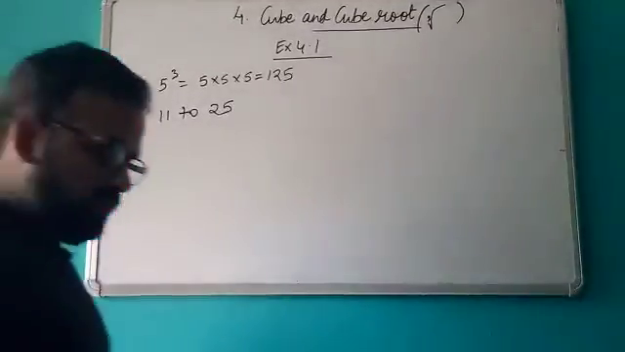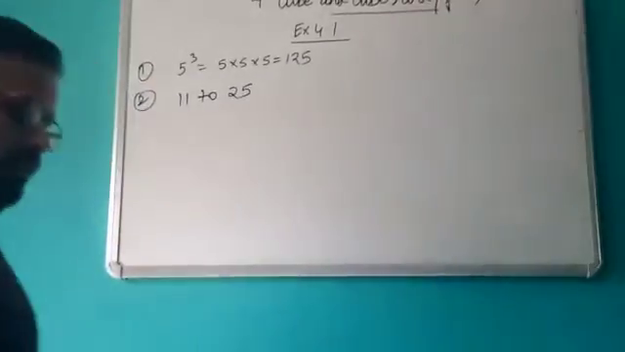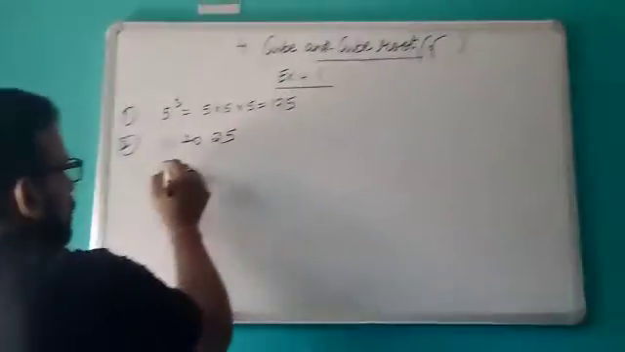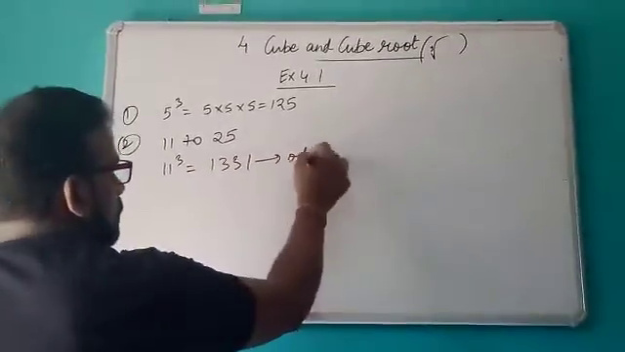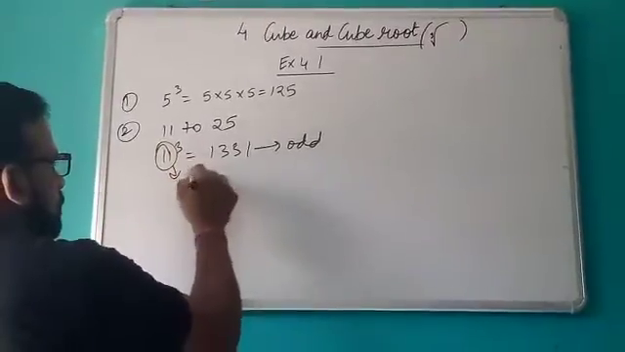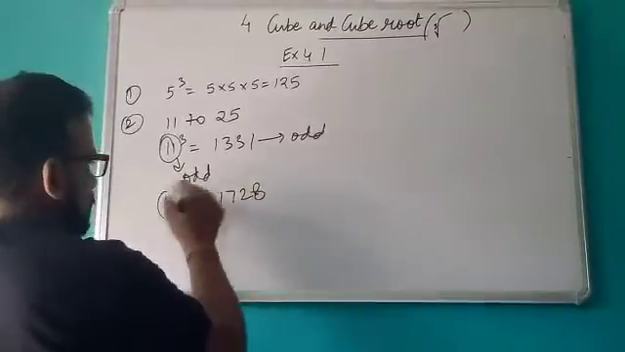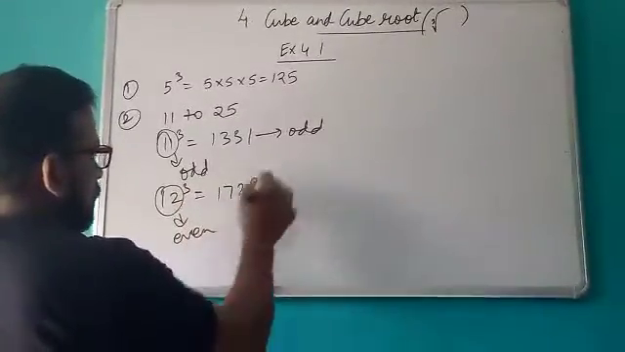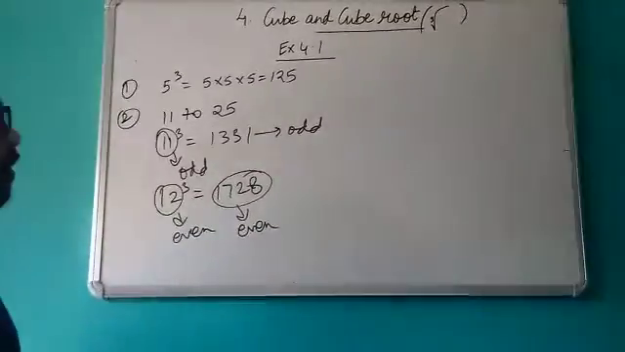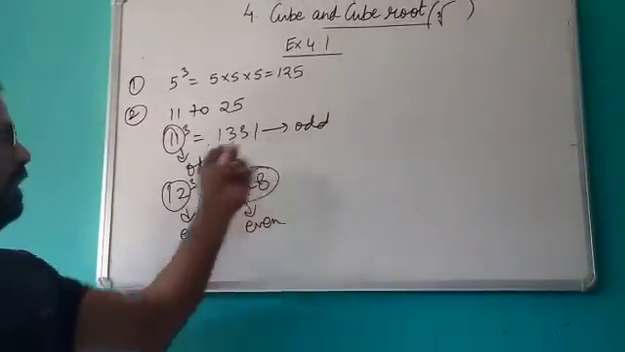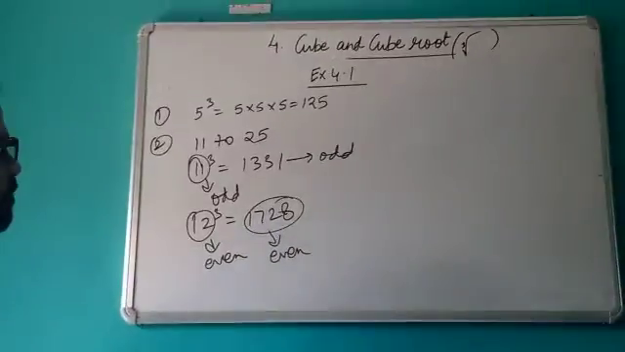And we have to see whether the cubes of odd numbers are odd or not. Suppose you calculate 11 cube. 11 cube is 1331, so it is odd, and 11 is also odd. Then suppose you calculate 12 cube, it will give you 1728, so it is even, and 12 is also even. So you can see, like I have told you the properties, the cube of an odd number will always be an odd number and the cube of an even number will always be an even number.